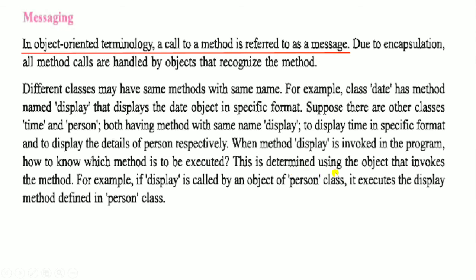This is determined using the object that invokes the method. For example, if display is called by an object of the Person class, it executes the display method defined in the Person class. Same way, if display is called by an object of Time, it executes the display method defined in the Time class. So whatever class is defined, from that the data is fetched, even though the same method name is used. Then also it executes with the particular class.